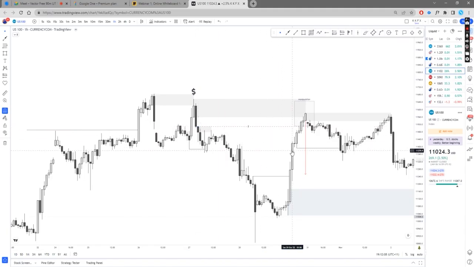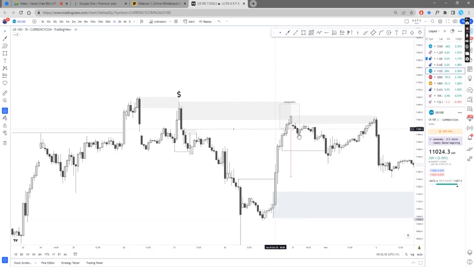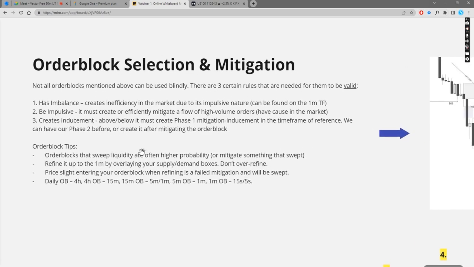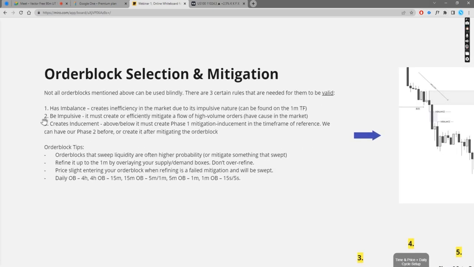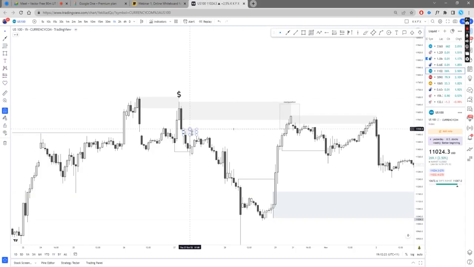It's very, very important to have inducement. It's the way we can find our potential manipulation for our reversal, okay? So we have imbalance, impulsiveness, and we create inducement. In this case, it's a phase 1 inducement from a 5 or 15 minute plus order block.